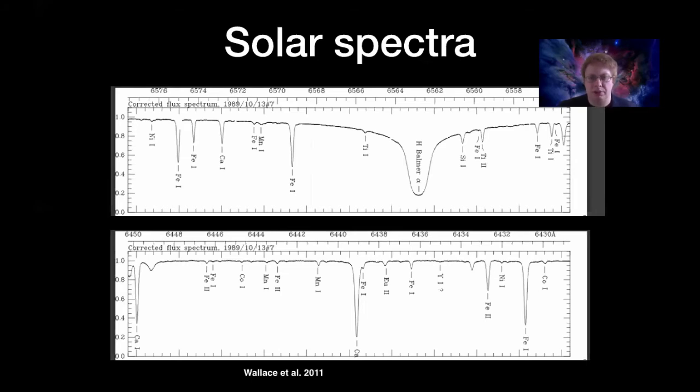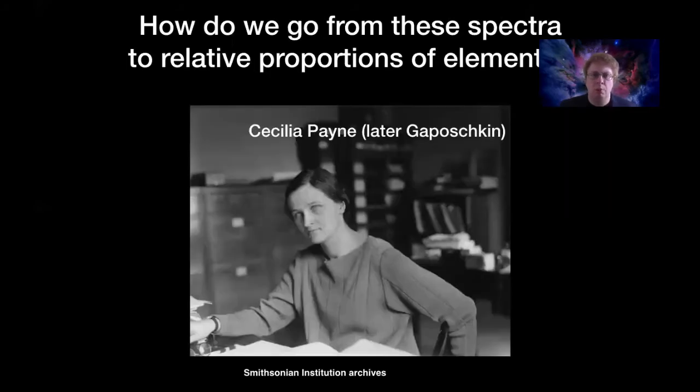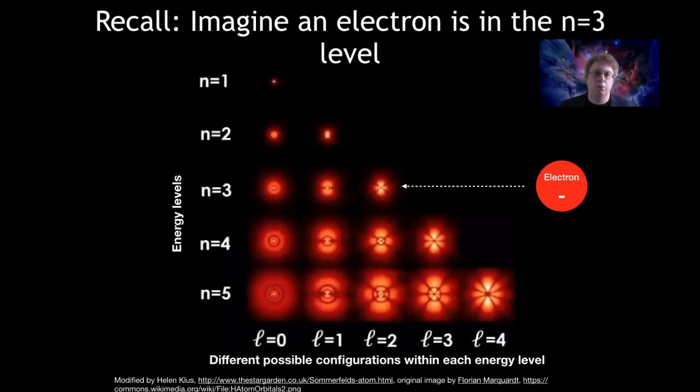To answer that question, we have to figure out a way to go from the spectra, from the strength of these lines and their frequency and how often we see them for each individual element, and turn that into relative proportions. The first person who did this in astronomy is Cecilia Payne, who later married and became Cecilia Payne-Gaposchkin. So what I want you to do is recall how these different fingerprints of the elements are produced.